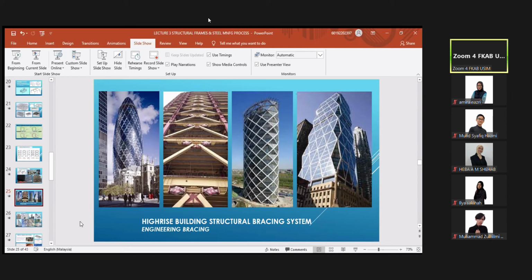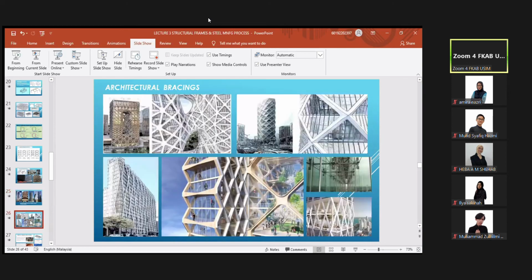Let's see the architectural bracing. No, wait. Okay, this is architectural bracing. How do you term this architectural bracing? I saw this one. Look at the building, this is in Dubai, I think. Look at this bracing. It's so organic.